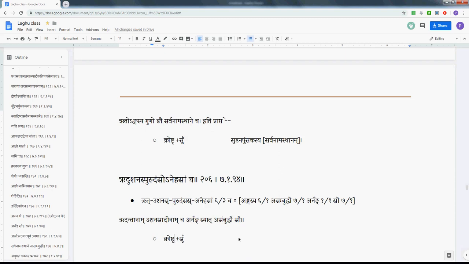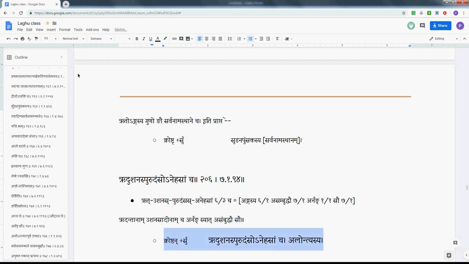here as Kroshtran. Kroshtru will become Kroshtan. Kroshtan Sun. By this rule, Rudushanas Purudamshasona Sancha, this will bring the Adesha. Sorry. Here, this rule and then Alontyasya. So Alontyasya, 11 is it? So that is the Adesha, and then you will get the form Kroshtan.